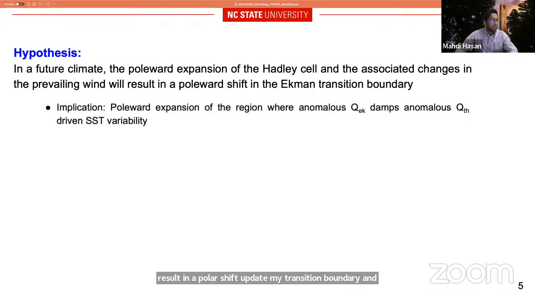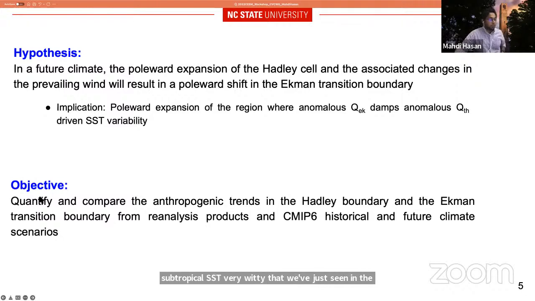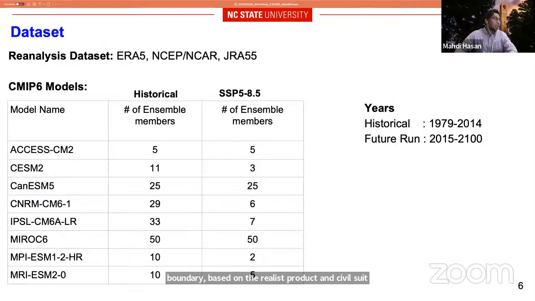And it will have an important implication towards the subtropical SST variability that we've just seen in the previous figure. The objective of this research is to quantify and compare the anthropogenic trends in both the Hadley and Ekman transition boundary, based on the reanalysis product and CESM coupled model over the historical and future climate scenarios.